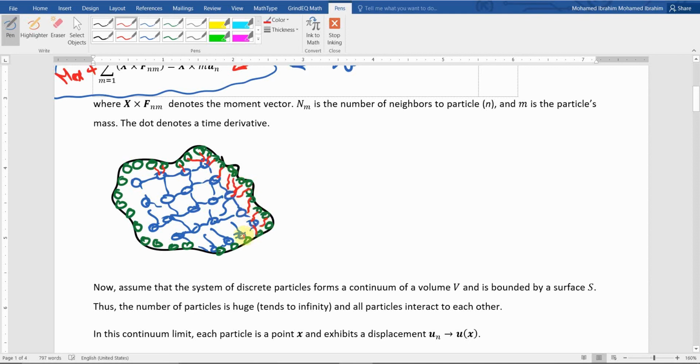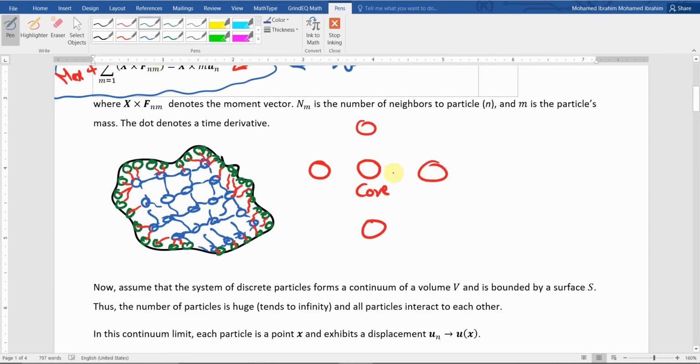Or in other words, we could say that the interaction force generated over the particles over the surface will be definitely different than the interaction forces between the particles inside the core. Why? If we consider one particle inside, this is a core particle. So this particle will be surrounded with some other core particles everywhere, right?